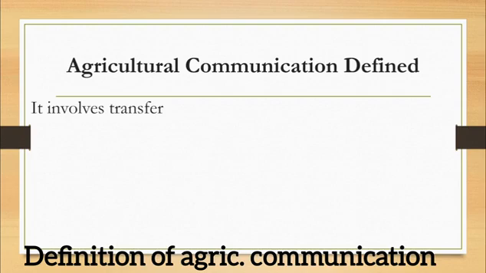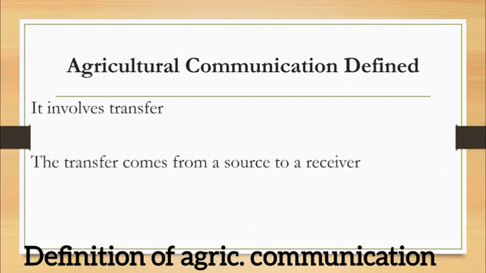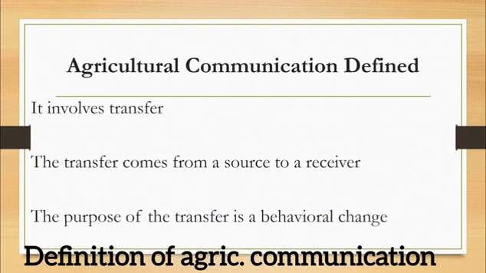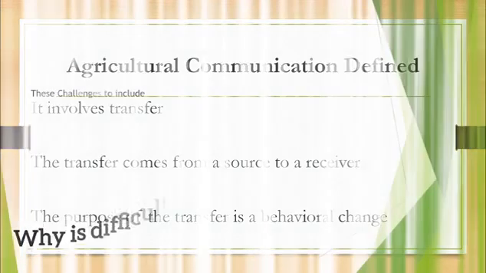So we've clearly seen that agricultural communication involves transfer of information. You have to establish that, and that the transfer comes from a source to a receiver. I hope that is very clear to each and every one of us, and that the purpose of the transfer is to bring about a change in behavior, a change in skill, a change in attitude. That's what agricultural communication seeks to do.